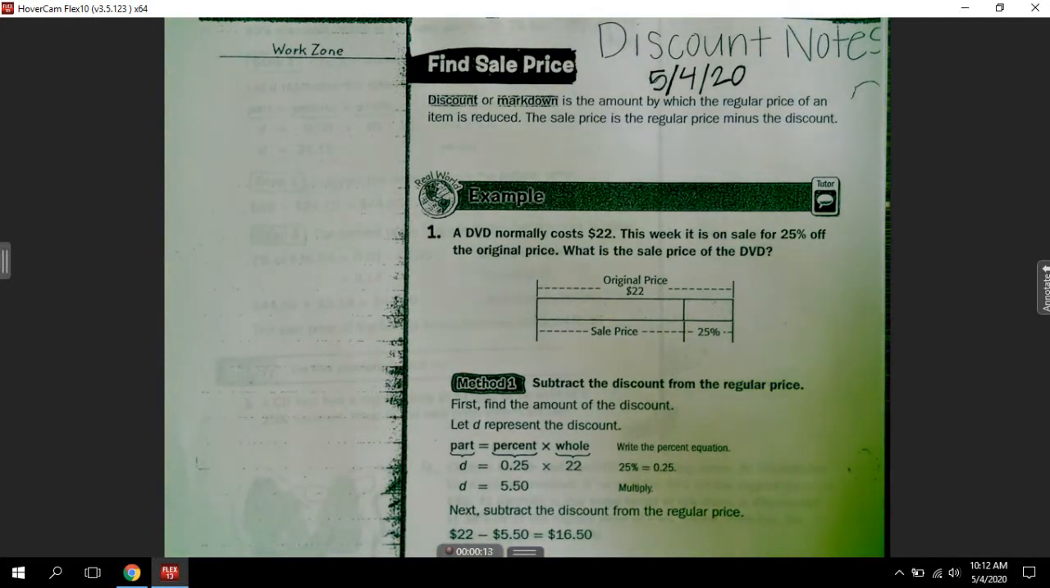Last week we did tax, tip, and markup. This week we're doing discount, and then we're moving on to percent proportion as well.